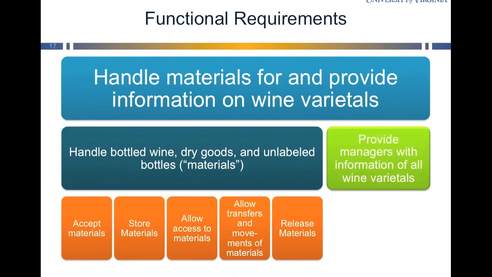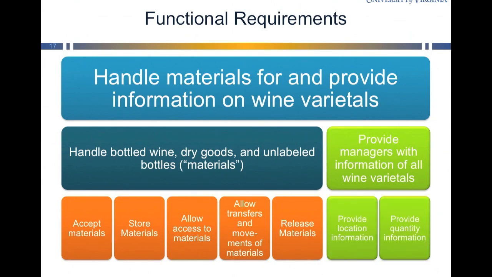Secondly, about tracking the wine within the facility: provide managers with information on all the wine varietals, provide location information, and provide quantity information for each wine varietal. Those would be the functions. And you'll notice on these, it's just what the system has to do. It's not what it means to do it better. That's an objective, if it was about what it means to do these things better.